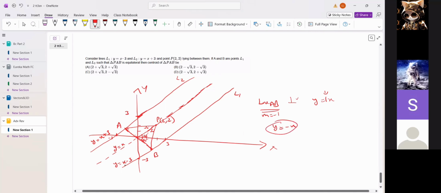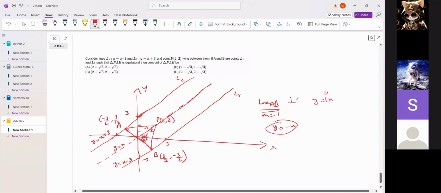So let's substitute y equal to minus x in the line 1 equation. You get minus 2x equal to minus 3, x equal to 3 by 2. Correct, no? Then if you substitute the same thing, y equal to minus x, in the line 2 equation, you get x equal to minus 3 by 2.